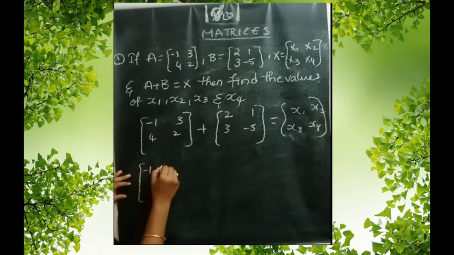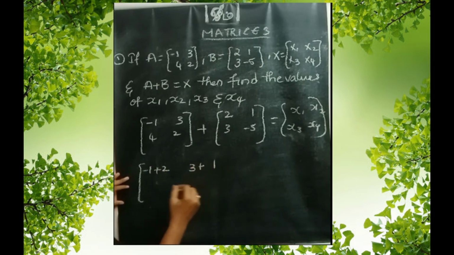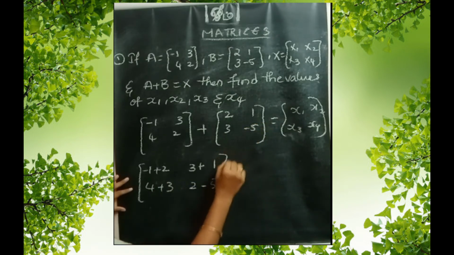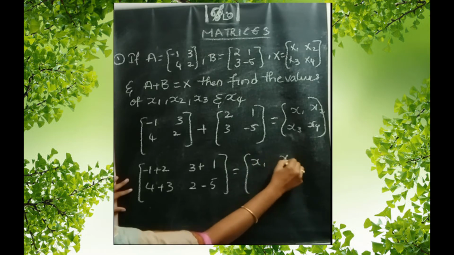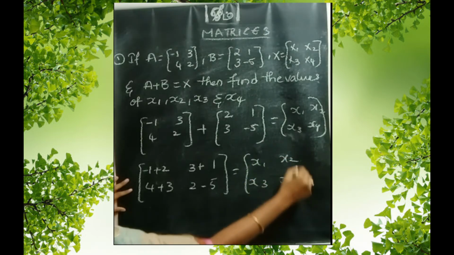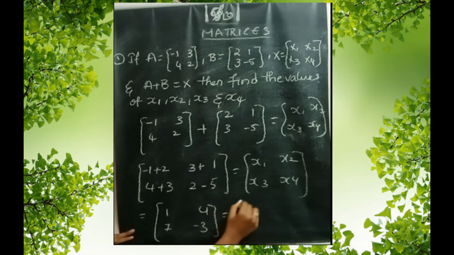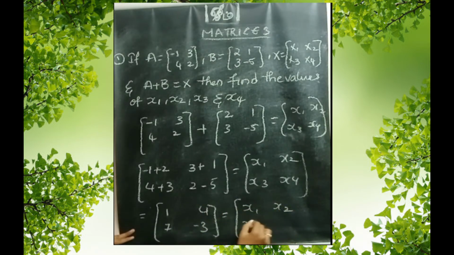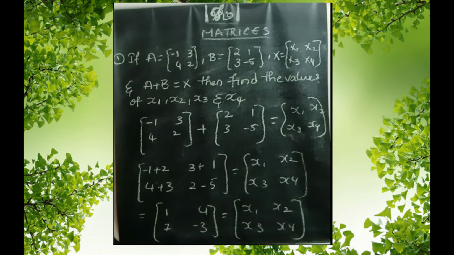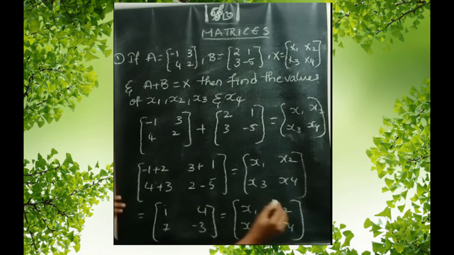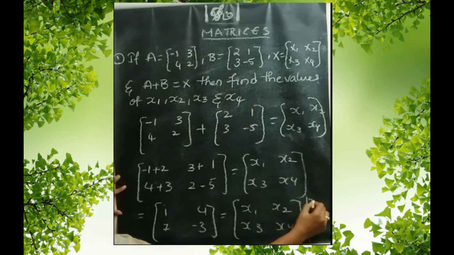Okay. Now we have to add each term. Minus 1 plus 2, 3 plus 1, 4 plus 3, 2 minus 5, equals x1, x2, x3, x4. So 1, 4, 7, minus 3. So these are the values here. Okay, they have asked x1, x2, x3, x4. Here the x1 value is 1. That means we have to write here, x1 equals 1. x2 equals 4.